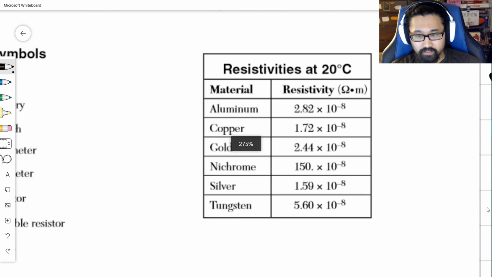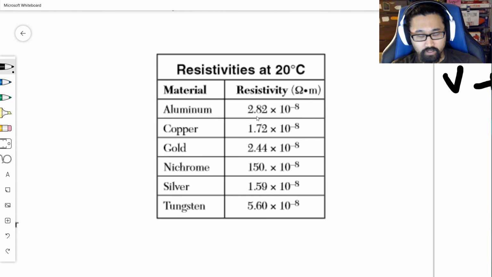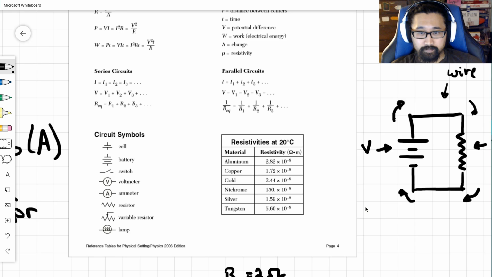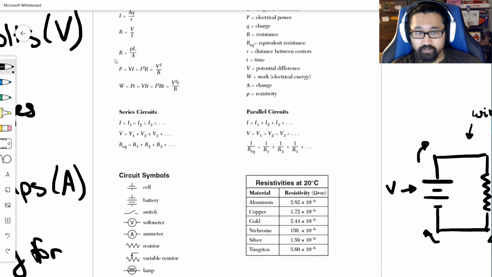I do want to point one resistivity out because it can throw people off. It's the resistivity for nichrome. All the other resistivities are single digit point something times 10 to the negative 8. Nichrome is 150. This is not 1.5, it's 150. So just watch out for that. Other than that, you will be tipped off very clearly when to use that equation, because you will be asked specifically about the resistance of a wire.